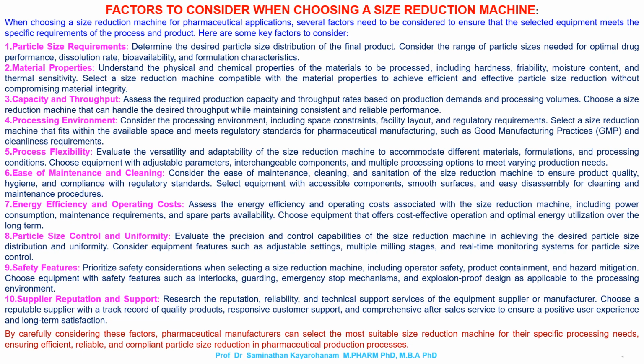Process flexibility. Evaluate the versatility and adaptability of the size reduction machine to accommodate different materials, formulations, and processing conditions. Choose equipment with adjustable parameters, interchangeable components, and multiple processing options to meet varying production needs.